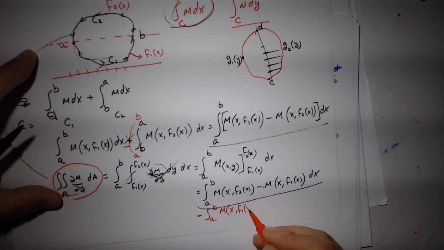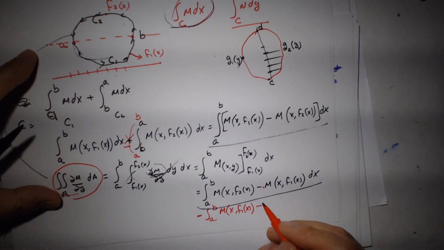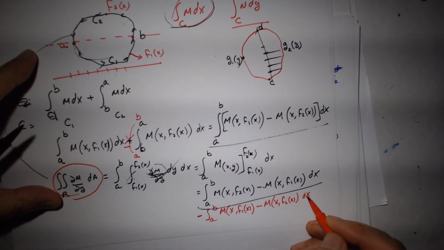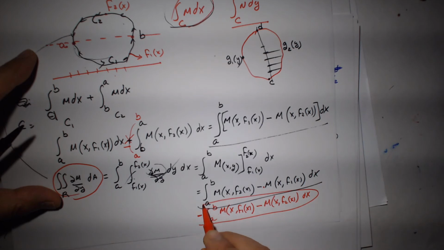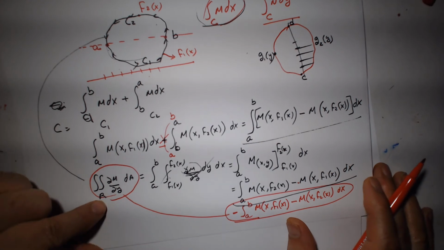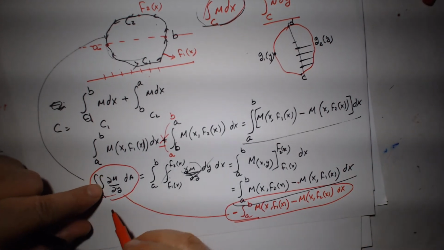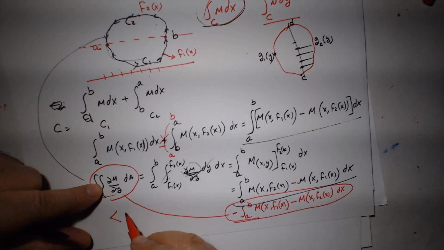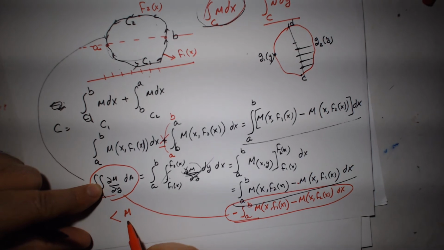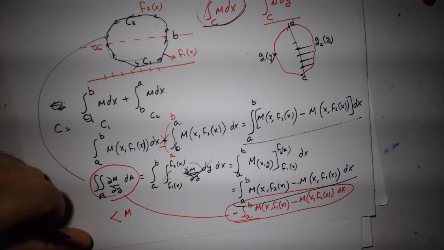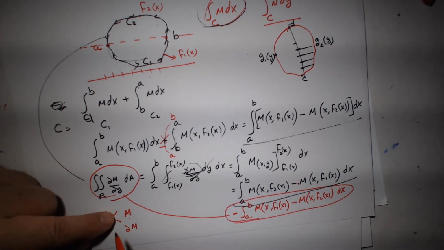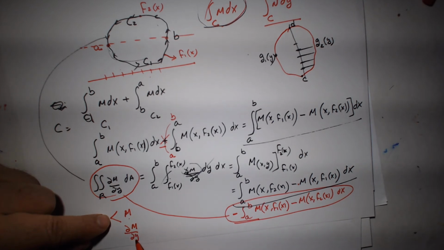x f of 1x minus m x f of 2x dx. Right now, this one is the double integral, taking the derivative of the x component of the vector field with respect to y. That's what it is, taking the partial derivative of m with respect to y.